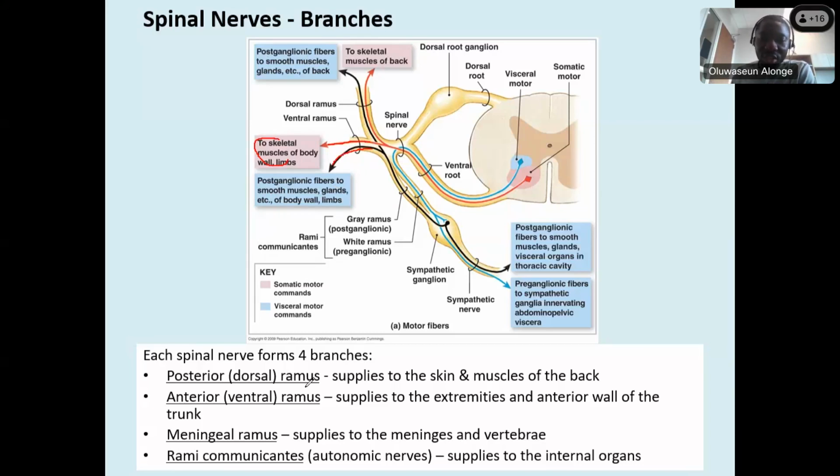They carry mixed information. So you have the dorsal ramus or posterior ramus, which is the part that supplies the skin and muscles of the back. You have the ventral, which supplies the extremities and anterior wall of the trunk. You have the meningeal, supplying the meninges, right? And the vertebra. Then you have the autonomic, which supplies the internal organs that do autonomic or automatic actions. Don't forget from chapter 11.